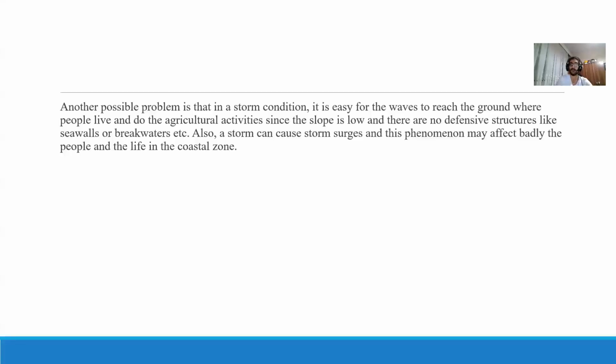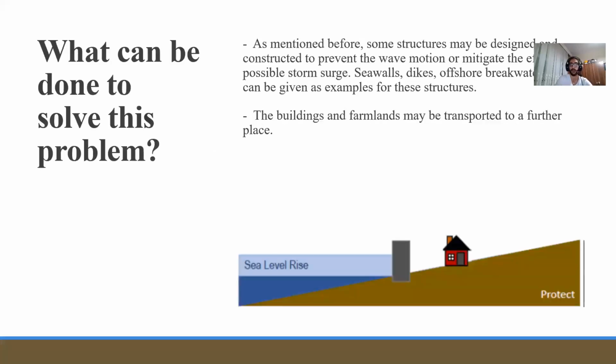Another possible problem is in storm conditions. It's easy for waves to reach the ground where people live and carry out their agricultural activities, since the slope is low and the area has no defensive structures. A storm can cause storm surge, and this phenomenon may badly affect the people and life in the coastal zone. So what can be done to solve this problem? We can construct some defensive structures, and we can transfer buildings and farmlands to a further place.